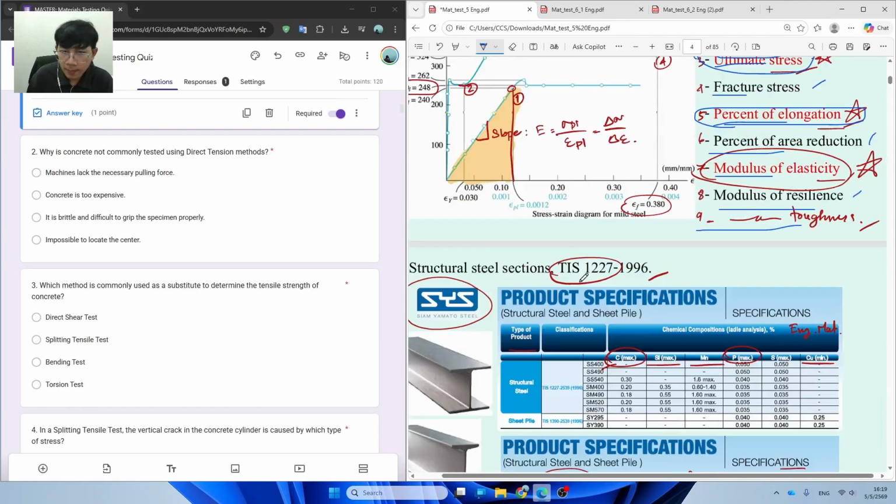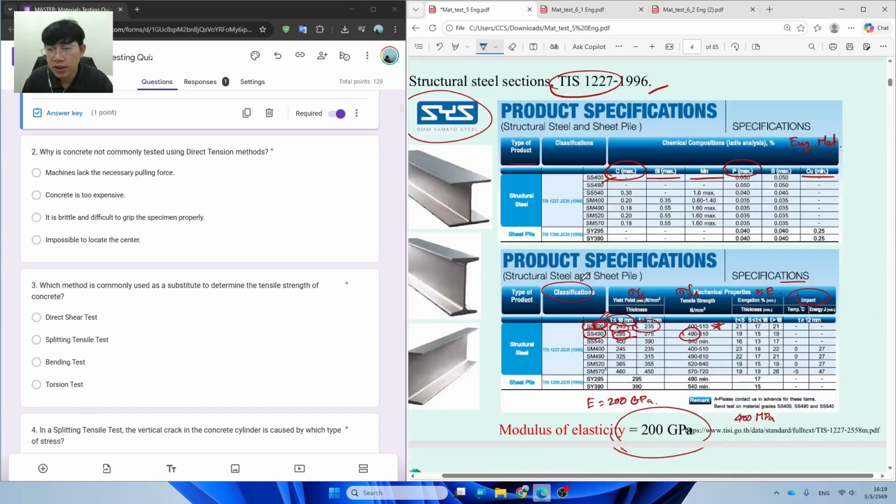Okay. For the second one that I would like to focus on, it's going to be TIS 1227 over here. And I want you to be able to understand the classification, such as the text that indicates the ultimate strength. For example, SS 400, which means SS is the steel grade and 400 is the strength of the steel that indicates the ultimate strength.